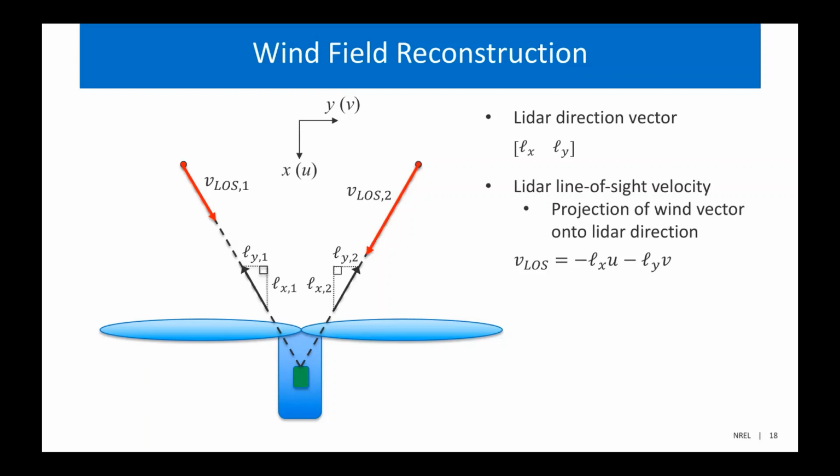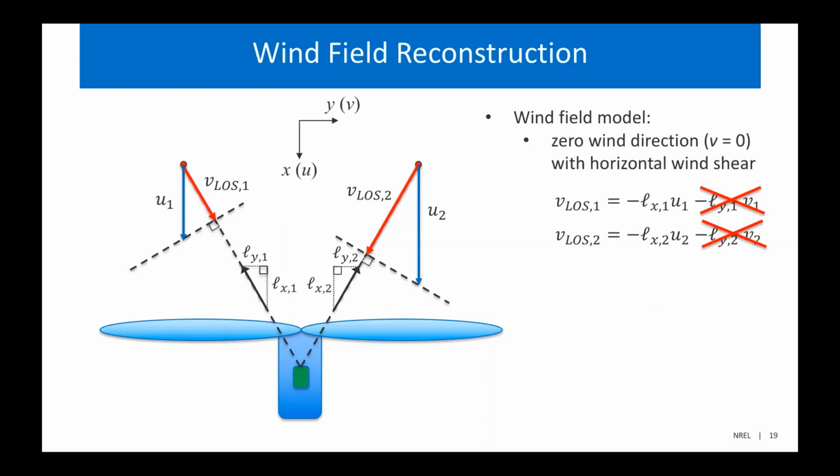So the line of sight velocity that we end up measuring with the beams is going to be the wind speed vector projected onto our LiDAR direction vector, where the wind speed vector has a U and V component, which correspond to the X and Y directions. But from our line of sight measurements, we'd really like to know what these U and V components are. That's what is more important for the turbine.